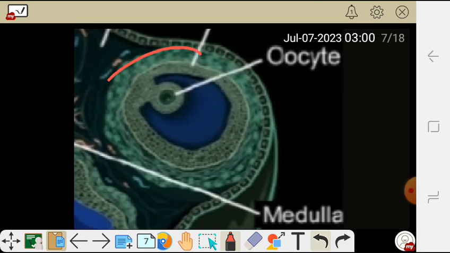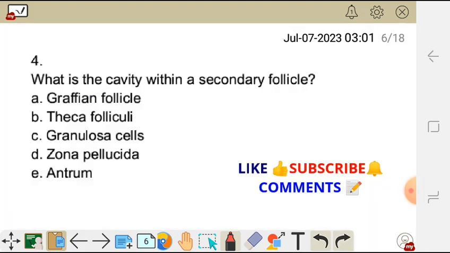So we have a follicle. Inside the follicle we have the oocyte, which is the developing gamete inside there. Then we have the cavity here. This cavity is called antrum, which is formed by the follicular cells. It is called the antrum, and it contains follicular fluid. So the cavity within a secondary follicle is called the antrum. So question 4, the correct answer is E.